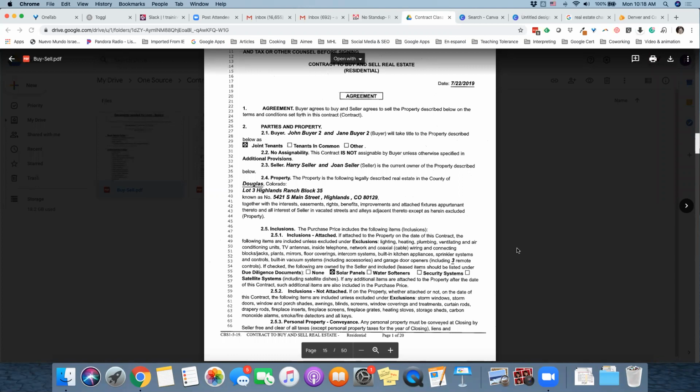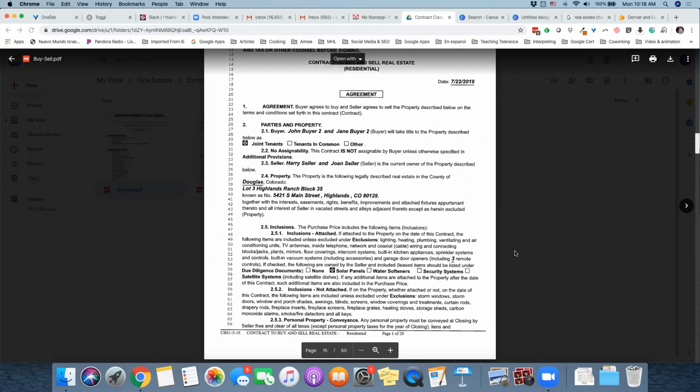Number 2.3 is the seller's name, which you get out of Realist tax. That is the legal name of whoever is on that property, and the legal description and confirming the address of that property. Again, number 2.4 is the legal, what county, put the legal in, and the address of the property.